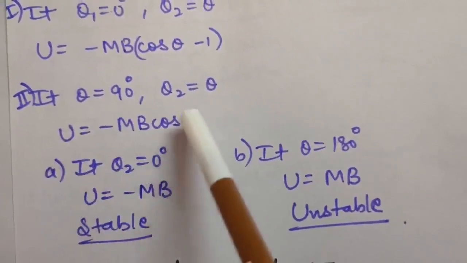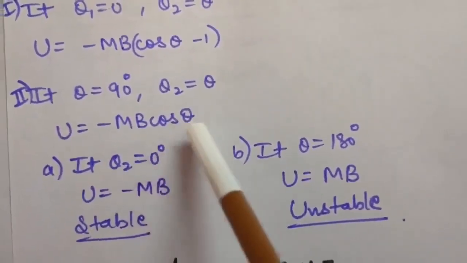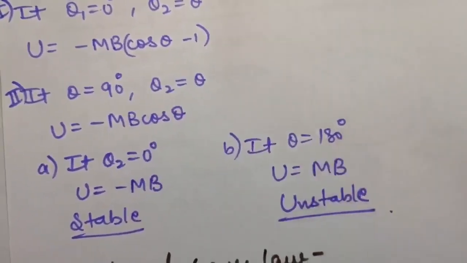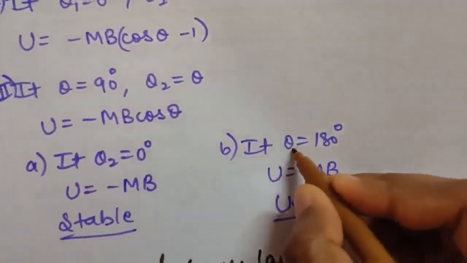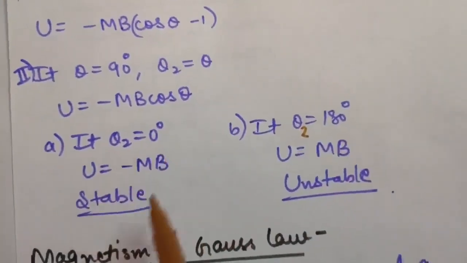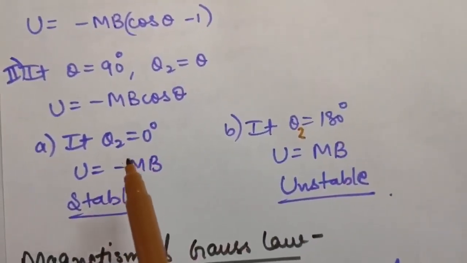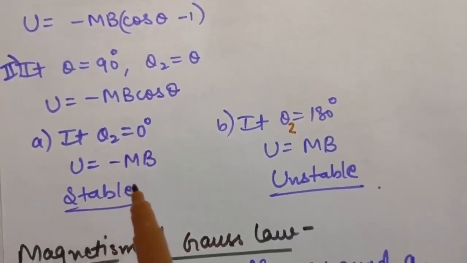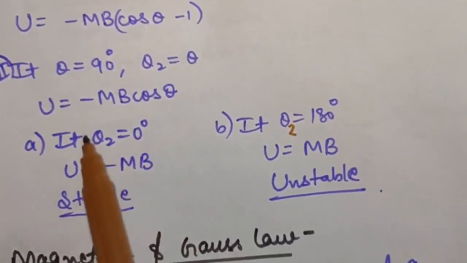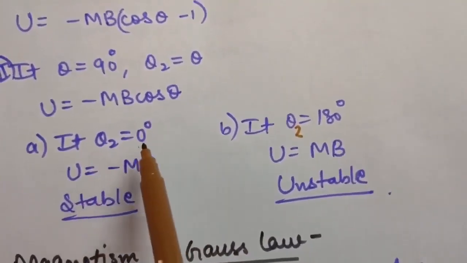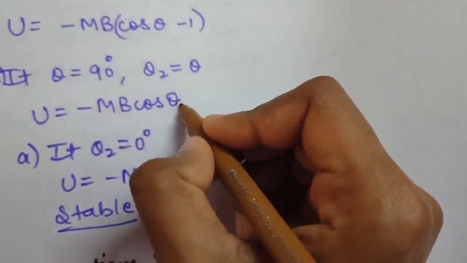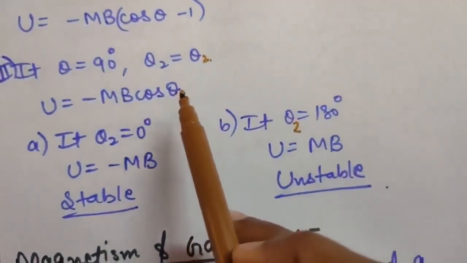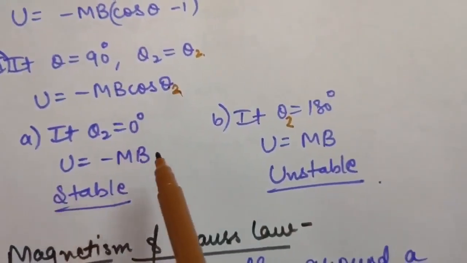In this, I am considering two more cases. If θ2 is 0 or if θ2 is 180 degrees, that is final. So this case means initially the dipole was perpendicular to the magnetic field, and now we are rotating it to the direction parallel to the magnetic field. So U will come to be, because θ2 is 0, cos 0 will be 1. So that means U will come to be minus mB in this case.